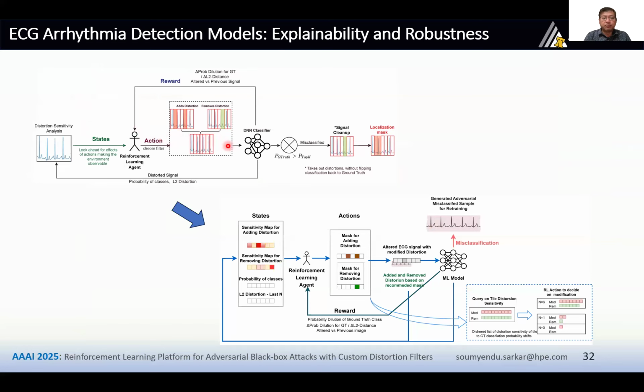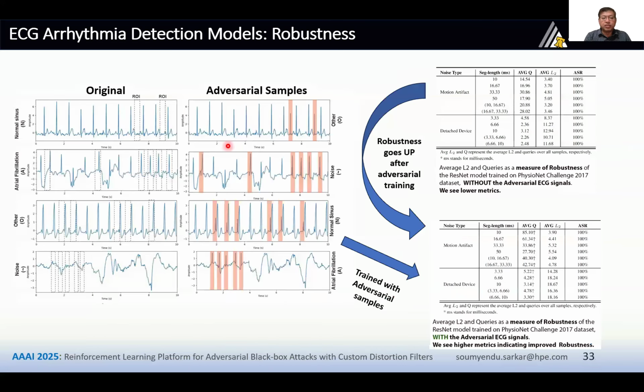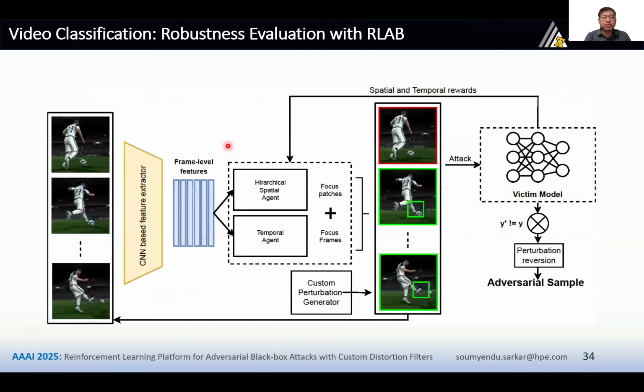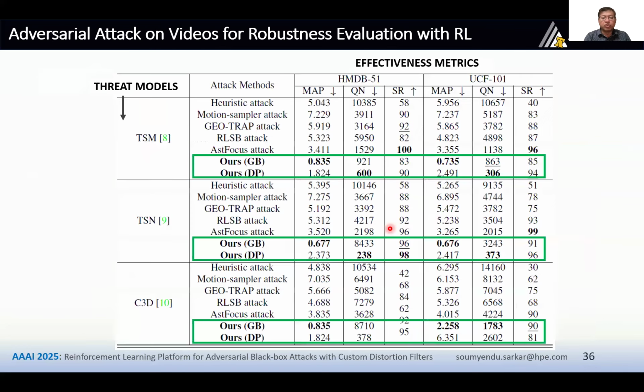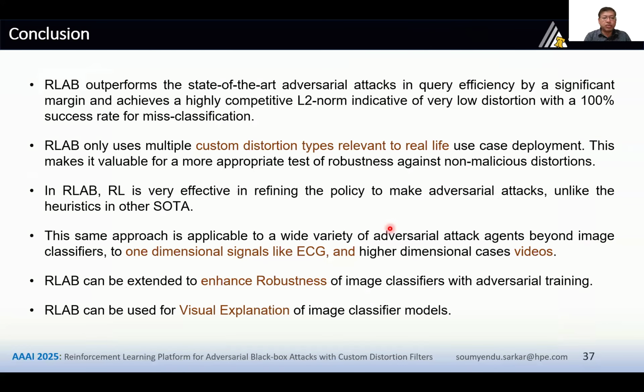We can extend our lab for one-dimensional ECGs, and for more than one dimension, for videos, where we use the hierarchy of the spatial agent and temporal agent. We can see that our method had the least amount of distortion to cause the misclassifications.